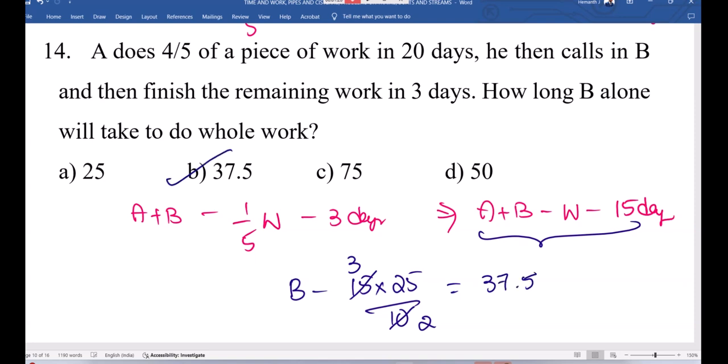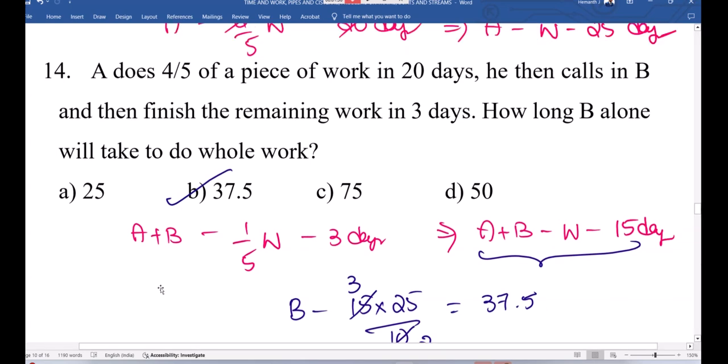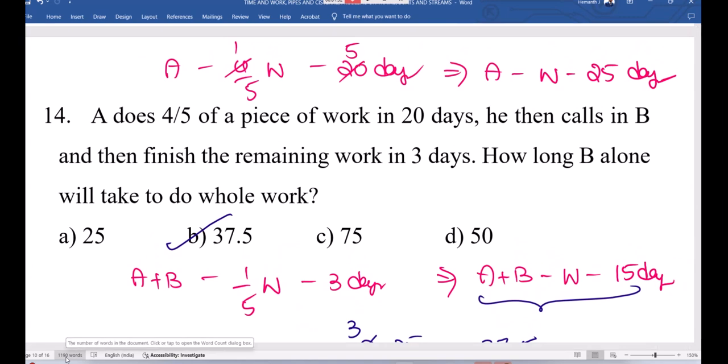Or you can consider there is some fixed work. A plus B together do it in 15 days, A alone 25 days, so total work is 75 pages: 3 pages per day for A, and 5 pages per day together. That also you can do. But whenever together is there, if you want to calculate alone for two people, product divided by difference. If alone is given, together means product divided by summation.